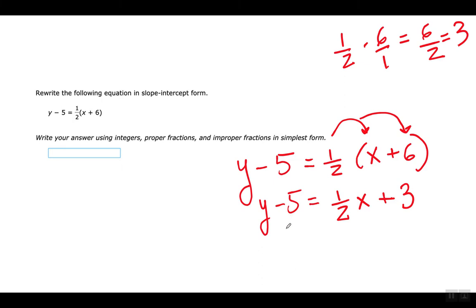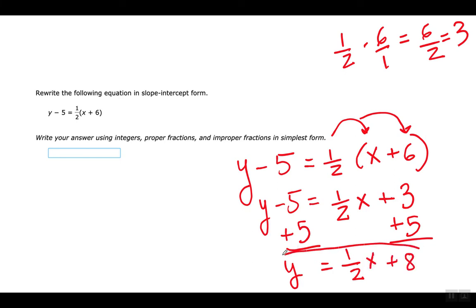All right, now my last step is the same as before. Move the minus 5 to the right and add it. And that'll give us our answer in slope-intercept form. y equals 1/2 x plus 8. That's the answer. All right, now look how you could have done it. Mental math. Okay, mental math.